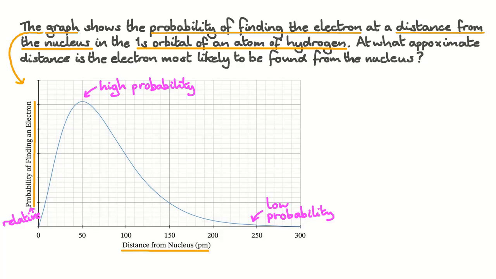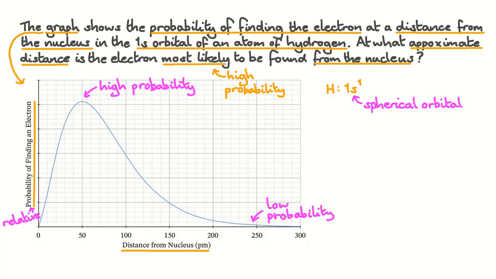The question also tells us we're dealing with an electron in the 1s orbital of an atom of hydrogen. An atom of hydrogen has the electron configuration 1s1. S-type orbitals are spherical. This means the probability of finding an electron doesn't vary depending on which angle you're pointing at. It's only the distance from the nucleus that matters. We need to find the approximate distance from the nucleus of this electron that's most likely. The most likely event is the one with the highest relative probability.